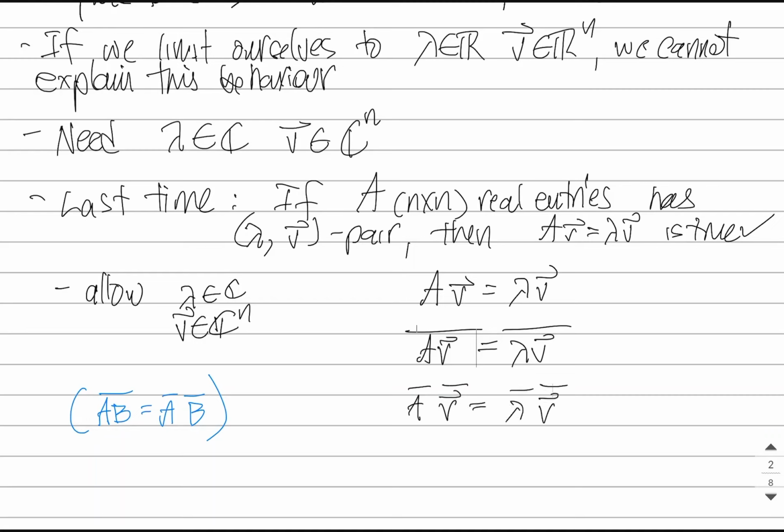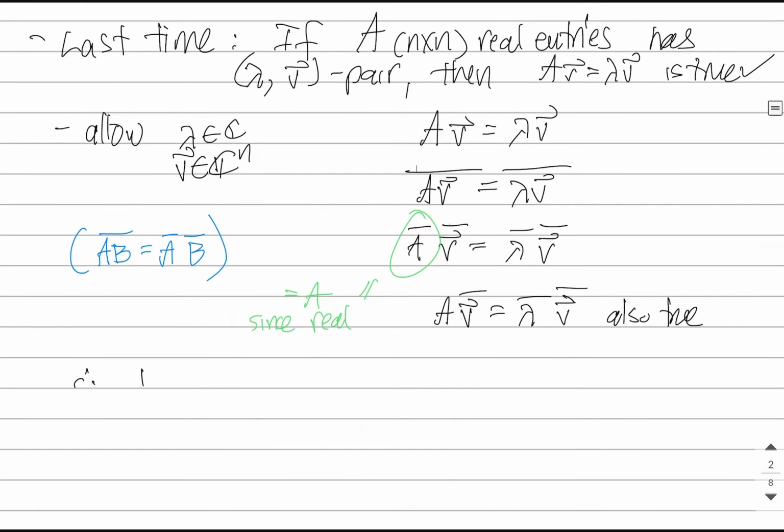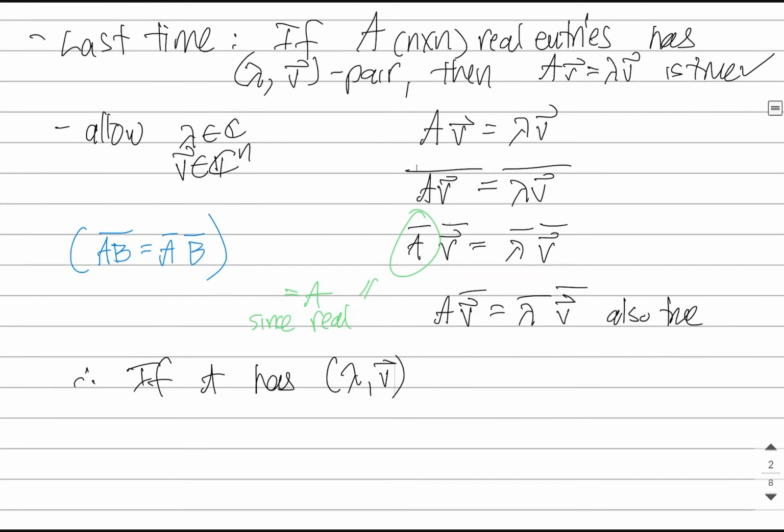So the point of the story is this. In this case, the conjugate of the product is a product of conjugates. This is just going to be equal to A because A is real valued only. If you don't have an imaginary part, you are your own complex conjugate. And the point of the story here is that this equation is also true. And that means if A has an eigenpair of lambda and v, then the complex conjugate of lambda and the complex conjugate of the vector are also an eigenpair.